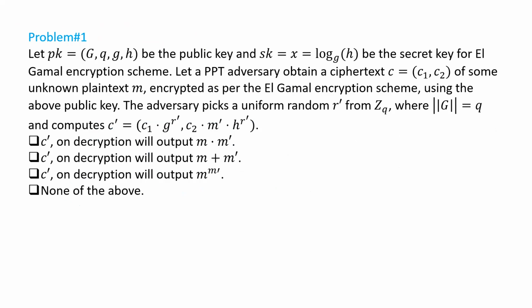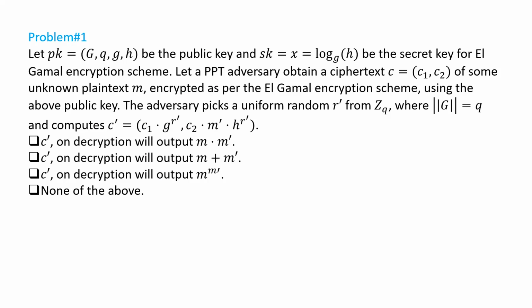Let PK, which consists of G, q, small g and small h, be the public key, and SK equal to x, which is the logarithm of h with respect to the base g, be the secret key for the ElGamal encryption scheme. So this is the well-known format of the public key and secret key of any ElGamal encryption scheme, right? The secret is x, and g to the power x, which is h, is revealed as the public key. And the description of the group G, its size q, and the generator small g are available in public.